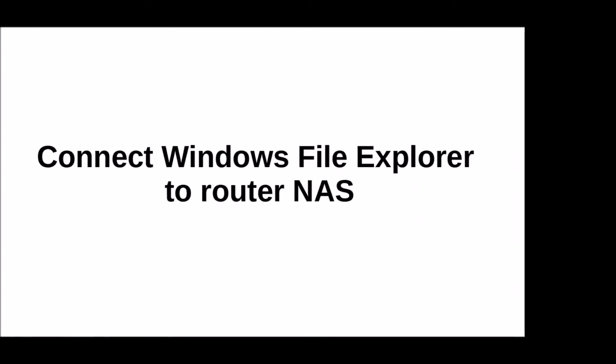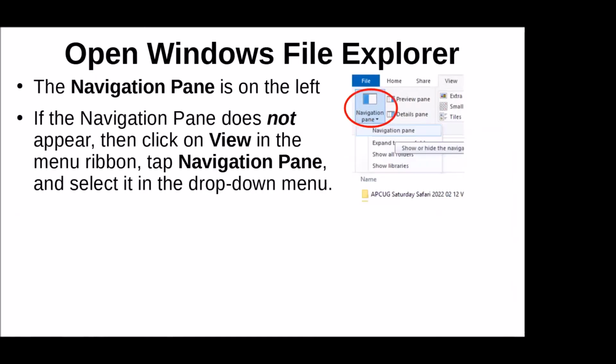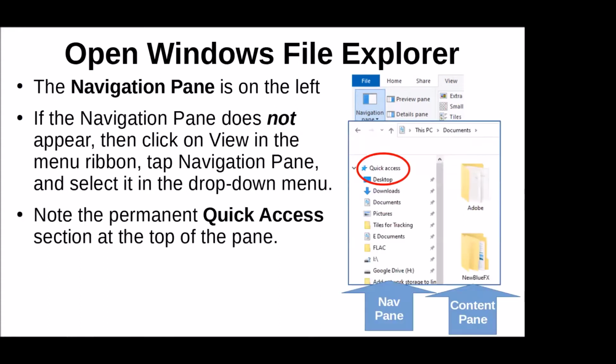Okay, now we're going to talk about Windows File Explorer and how to connect that to the router NAS. I don't really have that quite organized the way I wanted, but here we go. In Windows File Explorer, when you open it, ordinarily it's organized as two panes. There's a pane on the left called the navigation pane, which has a tree of folders in it. If that doesn't show up, then you click on this button in the upper left corner below the word file, and a menu appears just below the button.